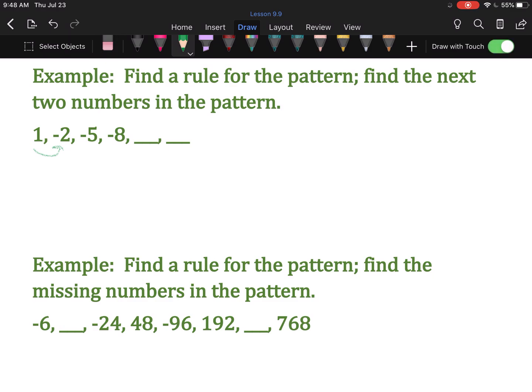So how else can 1 become negative 2? Well, by subtraction of 3. If I subtract 3 from negative 2, do I get negative 5? Yep. And if I subtract 3 from negative 5, do I get negative 8? Yes. So the rule is subtract 3. The next two numbers then would be negative 11 and negative 14.